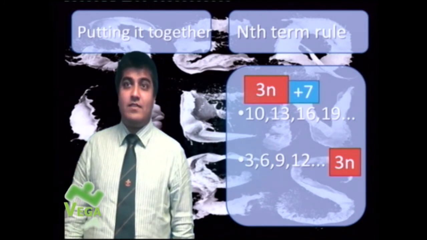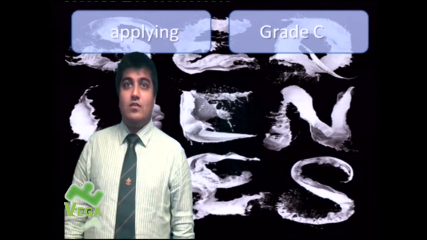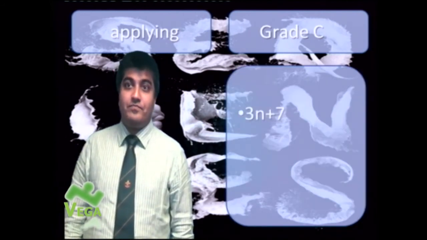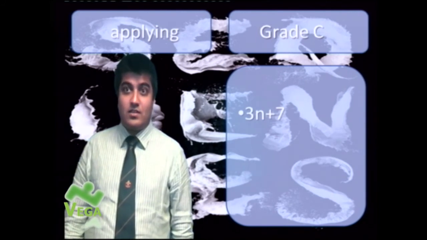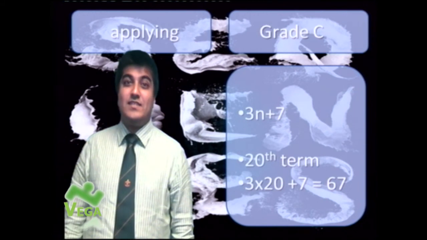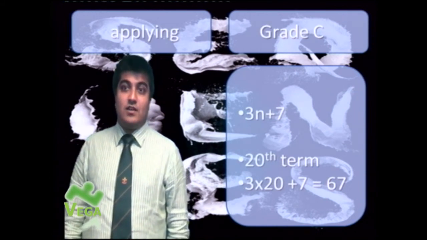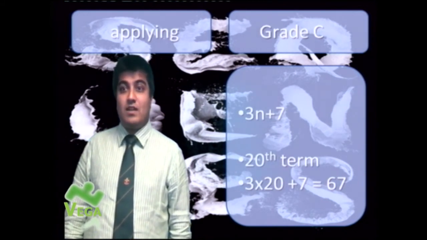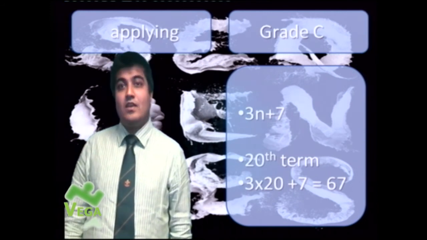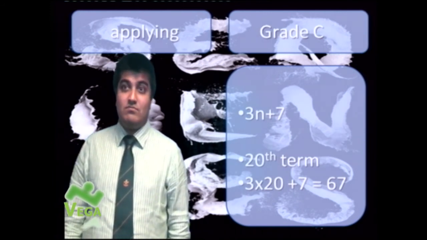We now have our nth term rule. So apply it. 3n plus 7. So we've created our nth term rule. We now want to find the 20th term. The 20th term is 3 times 20 plus 7. Don't forget your BIDMAS, multiply first, then add. We get 67. And that's as easy as it is.